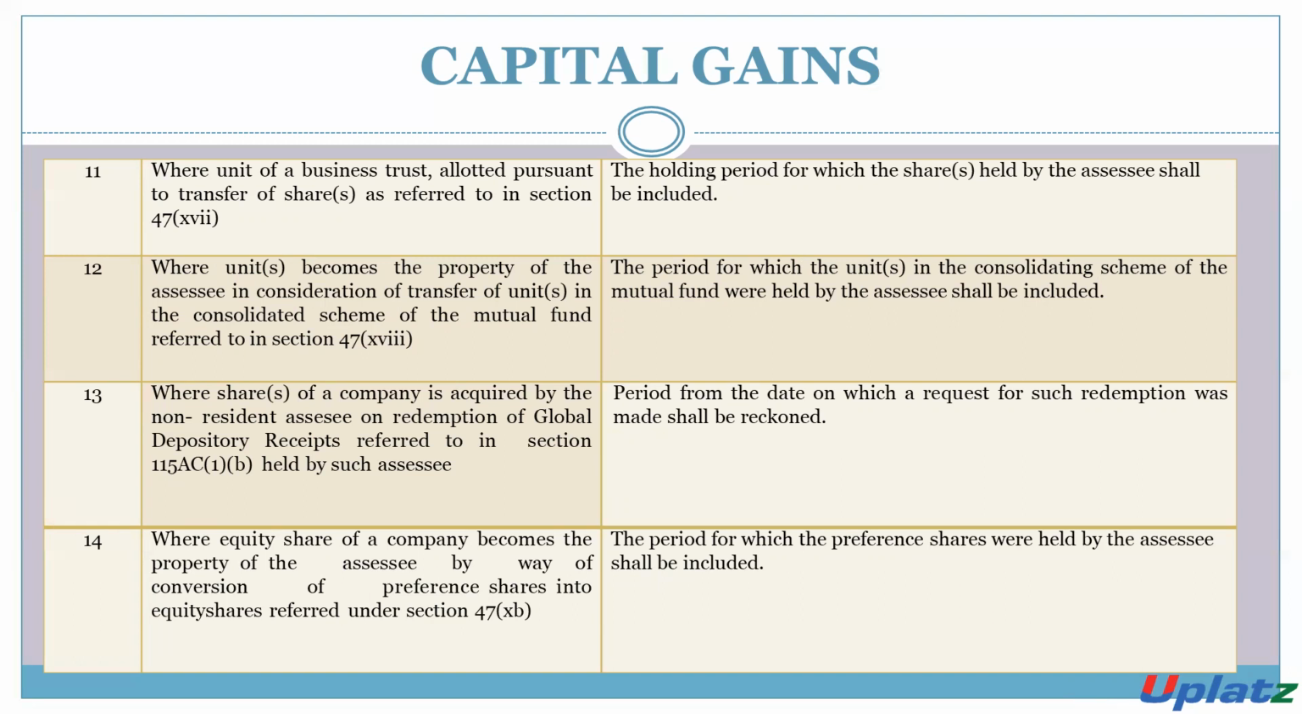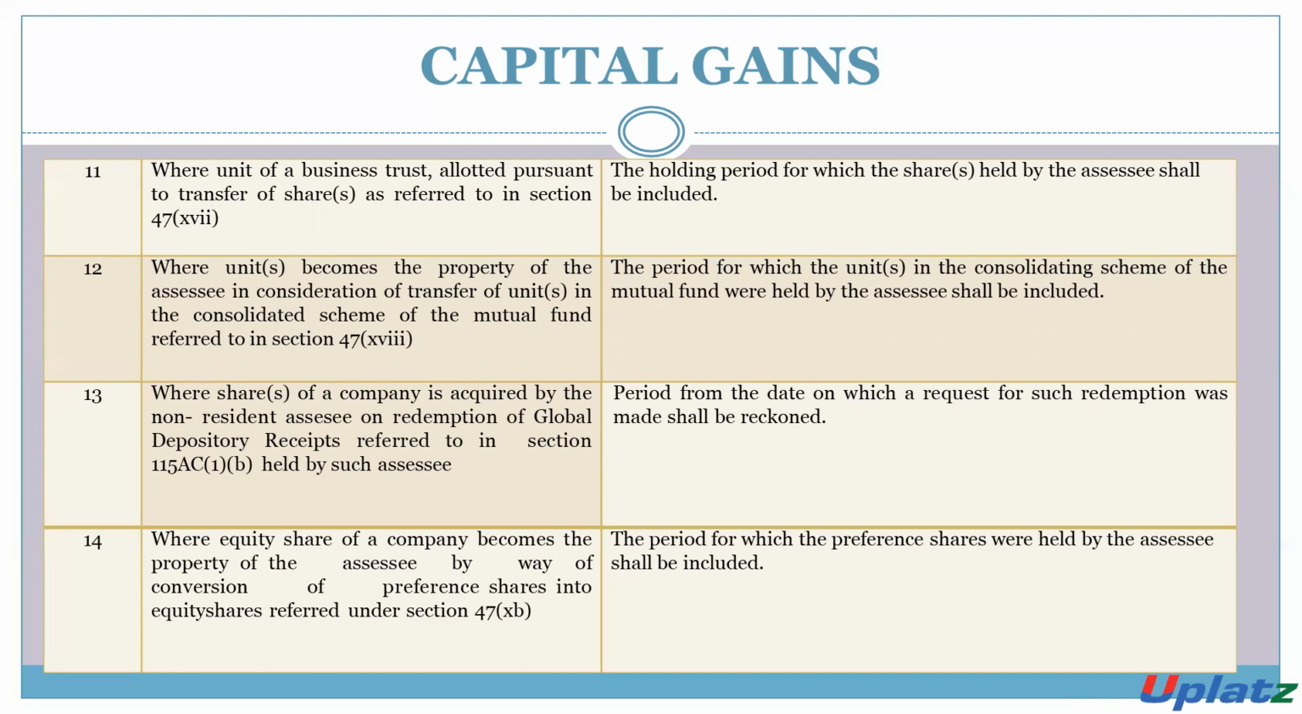Next, where a share of the company is acquired by a non-resident assessee. When the share of the company is acquired by a non-resident person on the redemption of a global depository receipt, means there is a non-resident assessee and he acquired a share of the company on the redemption of a global depository receipt, which is referred to in section 115AC, subsection 1, clause B, which is held by the assessee. So the period from the date on which a request for such redemption was made shall be reckoned.